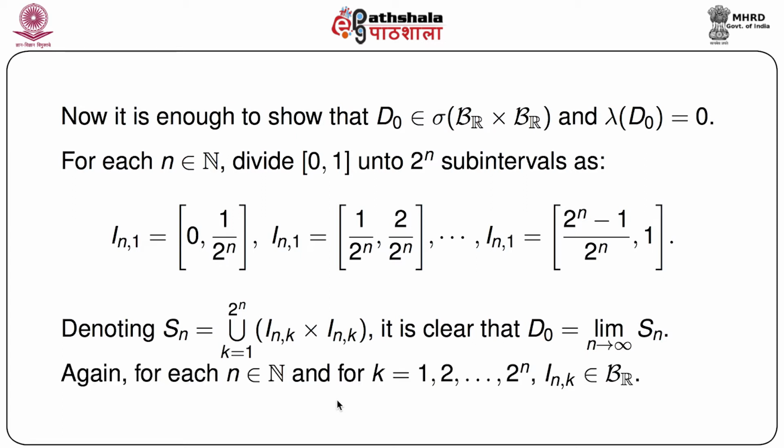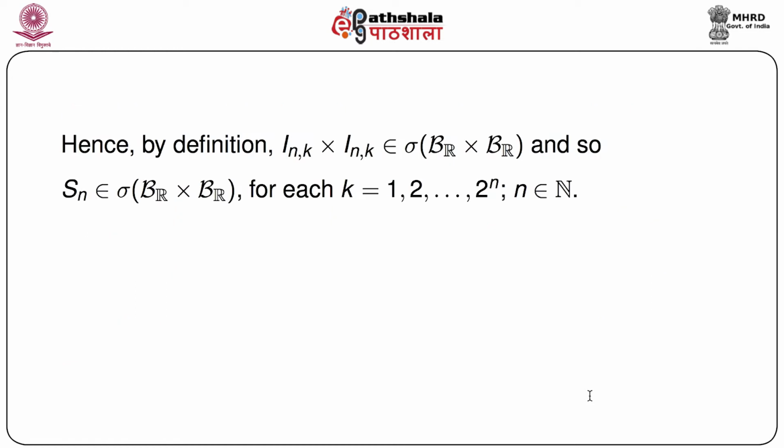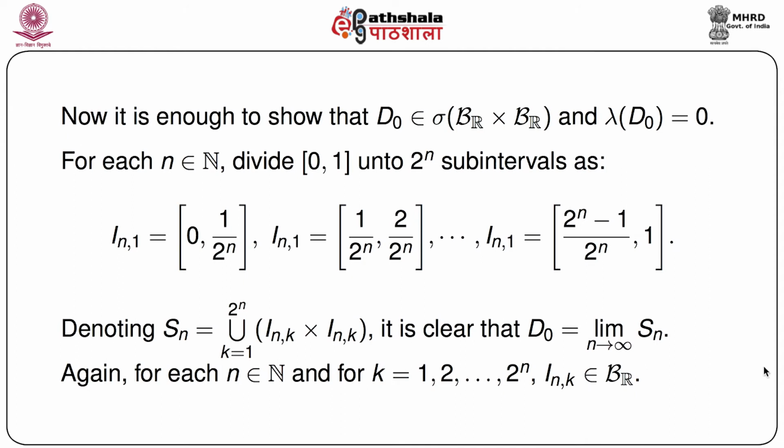Again, for each n belonging to the set of natural numbers, and for k equals 1, 2 up to 2 to the power n, it is clear that I n,k belongs to the Borel sigma field generated by R. Then by definition, since each I n,k belongs to script B of R, we can immediately say that I n,k cross I n,k belongs to the sigma field generated by B R cross B R. And naturally, S n, so what is S n?